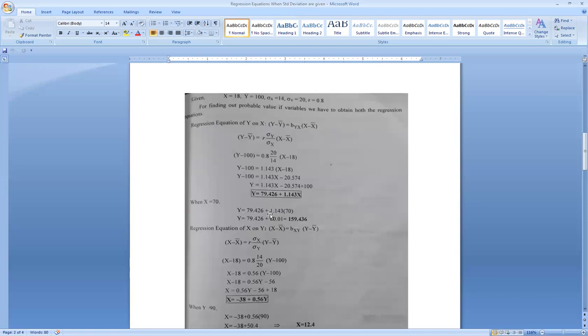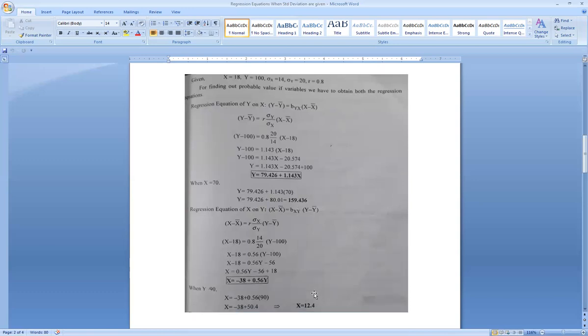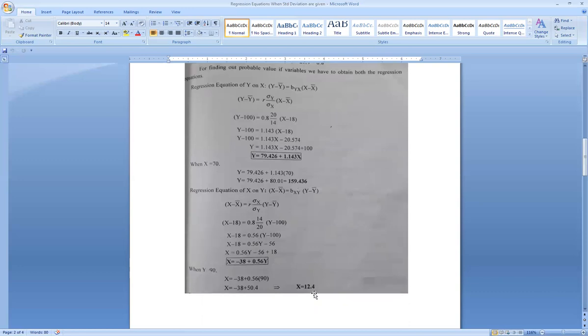Therefore, y equals, write down the second equation, 79.426 plus 1.143, in place of x substitute 70. Therefore, y equals 79.426 plus 80.01, that is nothing but 159.436. So this is how we need to calculate, and the standard deviation values are given in the question.